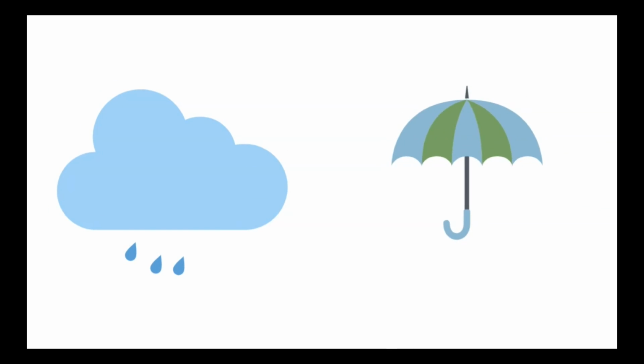Imagine you want to decide what item to take out with you based on the weather. So if it is raining outside, you want to take the umbrella with you. However, if it's not raining and it's sunny outside, you want to take the shades or the glasses with you. So let's see how we code that.